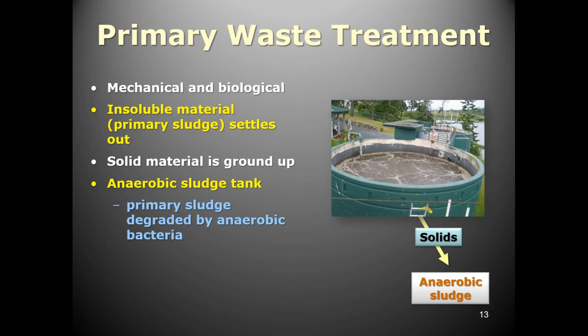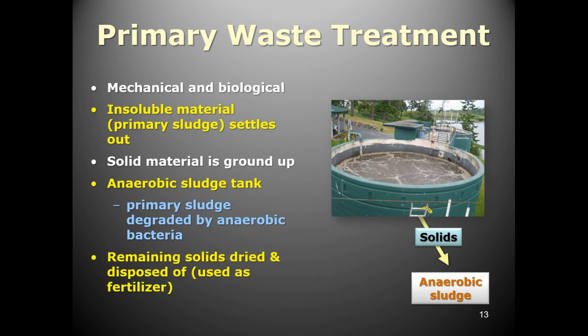In some cases, it goes to an anaerobic sludge tank where anaerobic bacteria, and if you remember what anaerobic means, an means without, aerobic means air, so these are organisms that are going to grow without the presence of oxygen. They just let it sit around and let the microorganisms do their work. They don't have to add air or anything like that to it. And then the solids get dried and disposed of. It can be used as fertilizer.